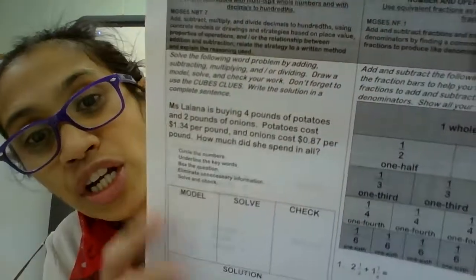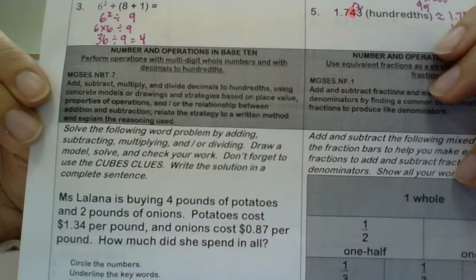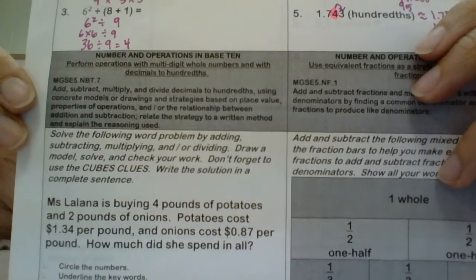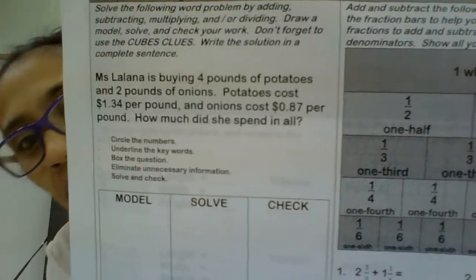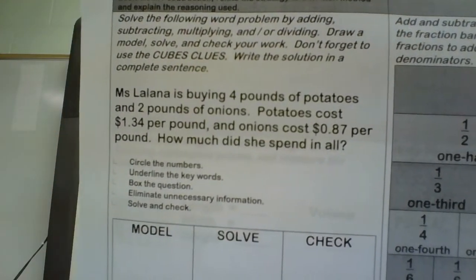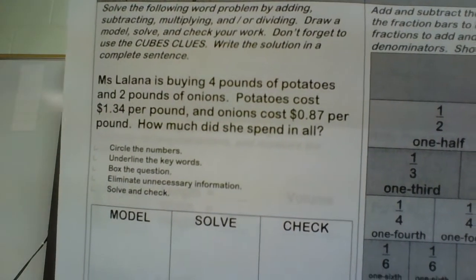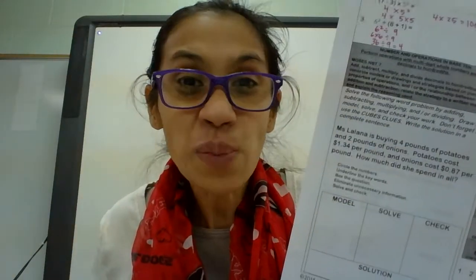All right, we're going to solve the following word problem by adding, subtracting, multiplying, and/or dividing. Draw a model, solve, and check your work. Don't forget to use the CUBES clues and write the solution in a complete sentence. Are you ready? Let me read the problem. Read it with me. It says, Miss Alana, that's me, is buying 4 pounds of potatoes and 2 pounds of onions. Potatoes cost $1.34 per pound, and onions cost 87 cents per pound. How much did she spend in all? Help me. To do that, we need to use our CUBES clues.